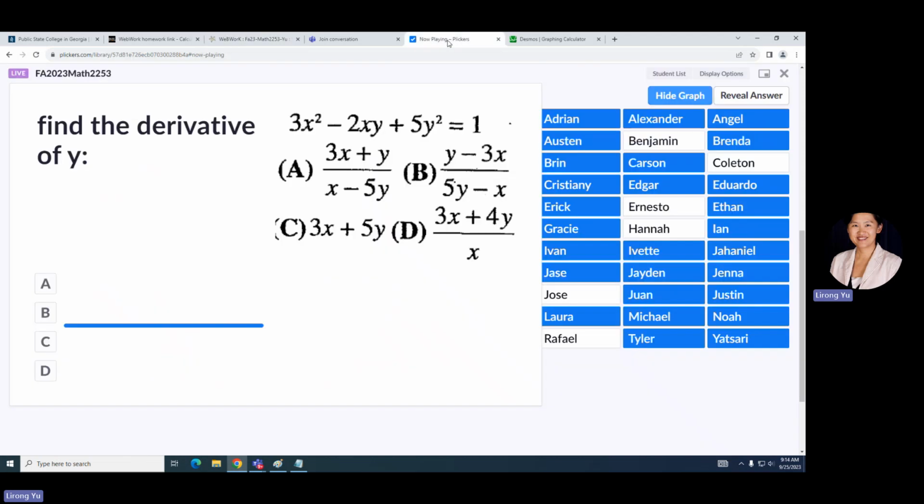This is the implicit differentiation question that we did. The answer should be how they recorded it, so if you wonder how it worked out, you can look at the recording.